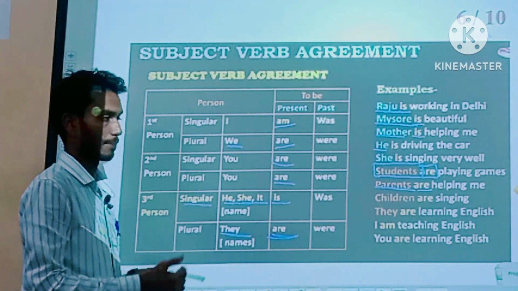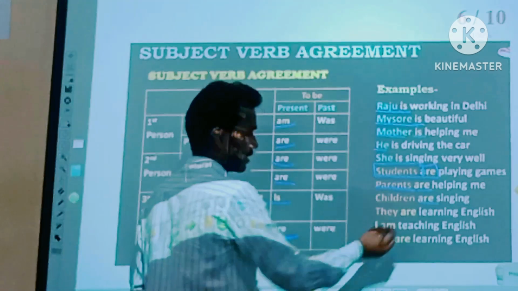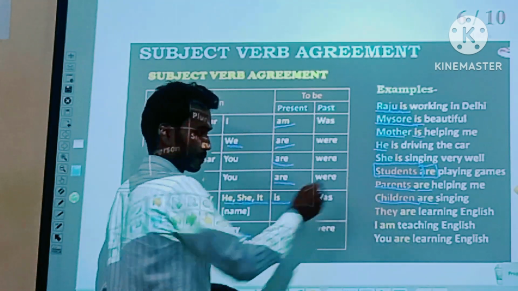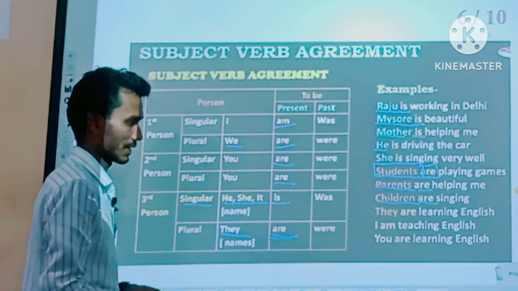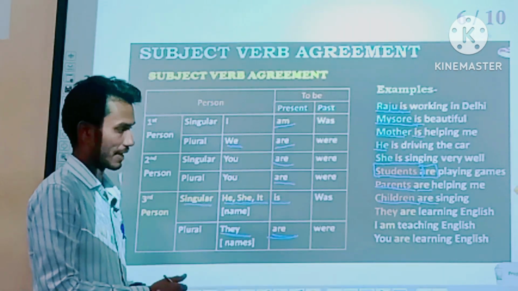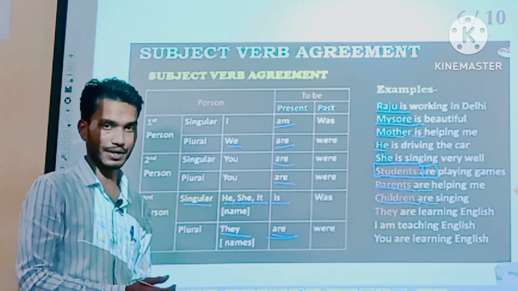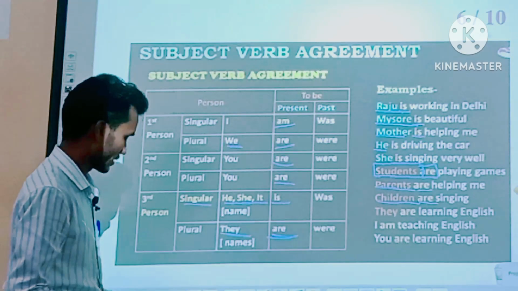Parents are helping me. Why should we use are here? Because the subject is plural. Children are singing, they are learning English. I am teaching English, you are learning English, right? That's it.